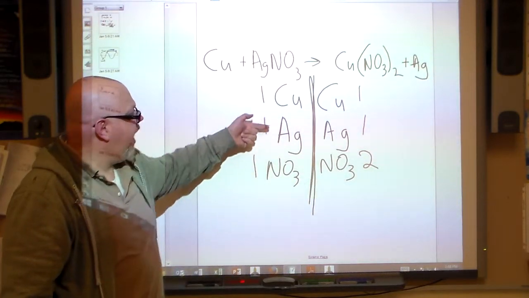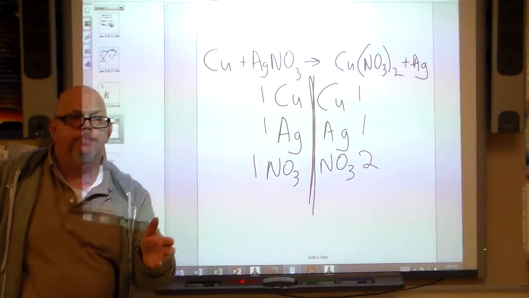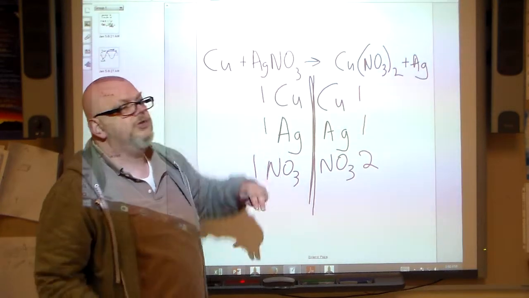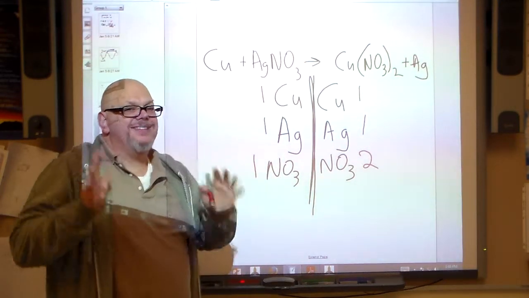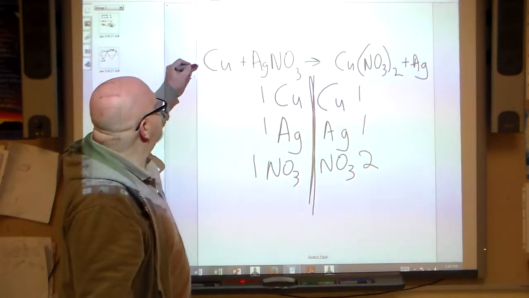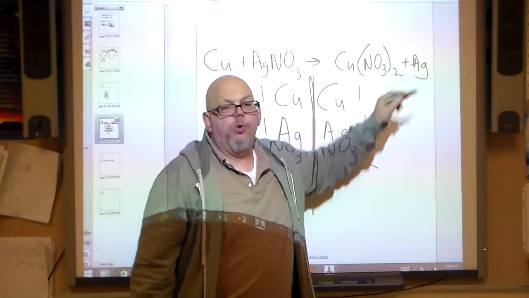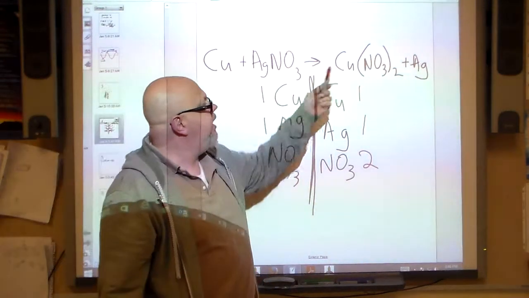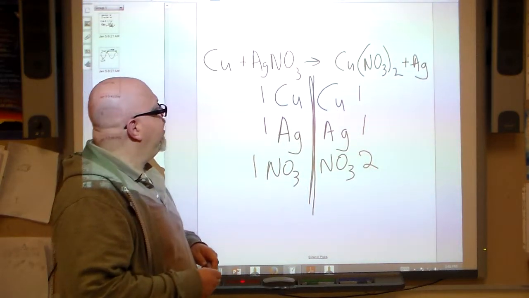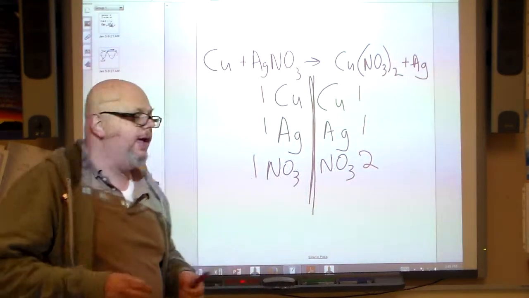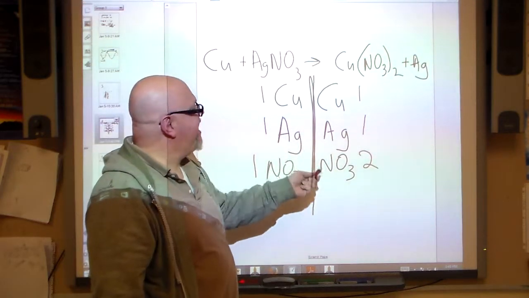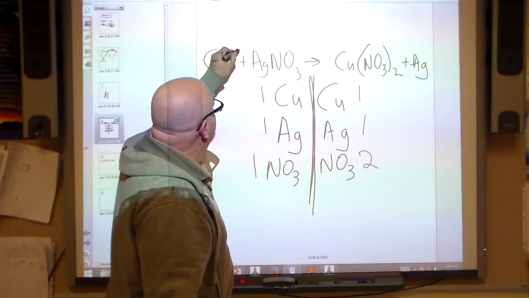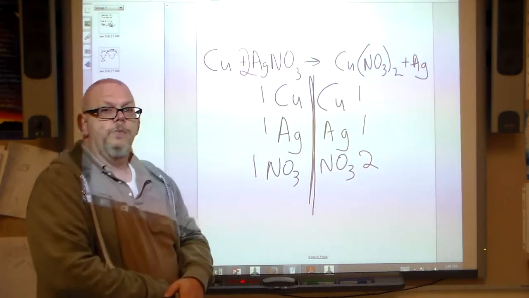Now, do these numbers have to be the same? No, they don't. Now remember, when you're balancing, you're not worried about these numbers. Like NO3, you don't get to change the number of O's. That's fixed. What you can do is put numbers in front here, and that's what we call the coefficients. So right now I'm looking at copper, I don't see any problems there. I'm looking at silver, I see no problems there, they're all balanced. Now I look at the NO3, there's 2 of them here, 1 of them here. That means I only have one choice. I have to put a 2 in front here.